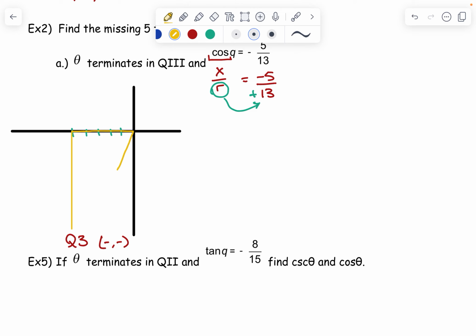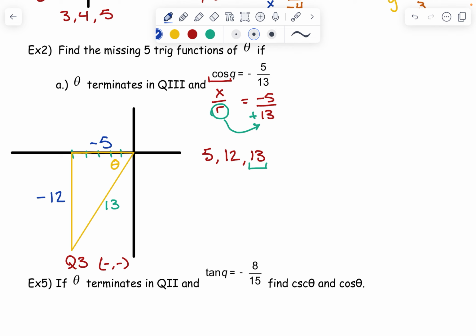Now, how could you find it? You could use the Pythagorean theorem. However, this is another triplet, a 5, 12, 13. Now remember, for these triplets to work, they have to be in that order. So the 13 has to be the hypotenuse, which in this case it is. And then the 5 and the 12 have to be the legs, which we know this one is -5. And this is our negative quadrant. So that means this one's also -12. So now we have all three sides of our triangle.